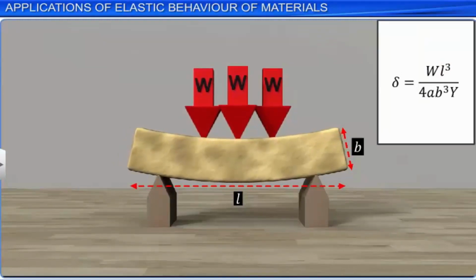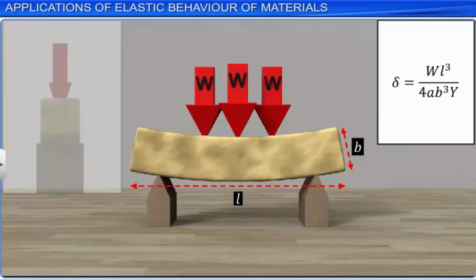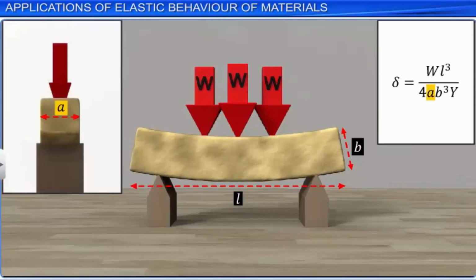Also, as the deflection of the beam is inversely proportional to just the single power of the thickness of the beam compared to the cube of width, the thickness of the beam does not have as great an effect on the maximum load that can be supported as the width.